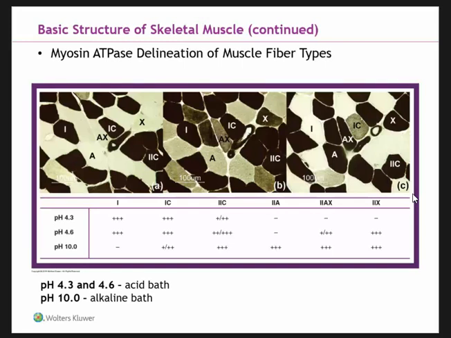So how is fiber type determined? The best way to determine it is by a muscle biopsy, where you cut a thin cross-sectional slice of the muscle and then you would stain it. And then this is the staining procedure.